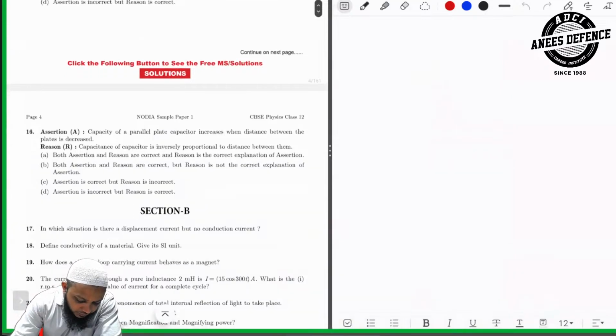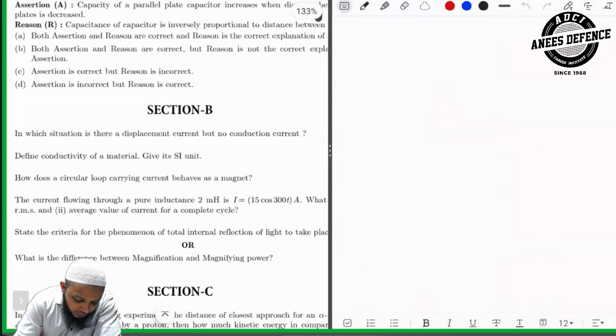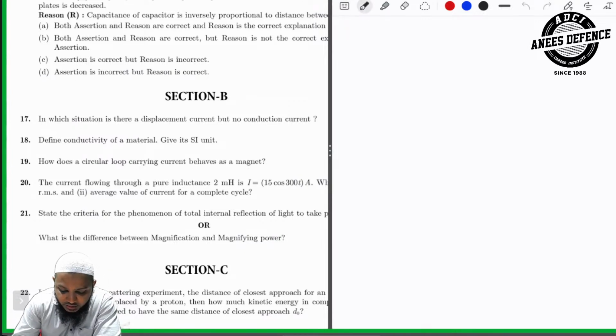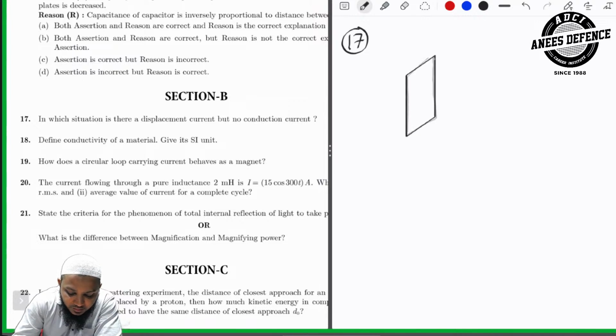ओके, क्वेश्चन नंबर 17। See, question number 17 tells us about in which situation there is a displacement current but no conduction current. अब ये डिस्प्लेसमेंट करंट क्या होता है हमने पढ़ा है, ध्यान से समझना है। मैंने एक कैपेसिटर की प्लेट्स ले ली बेटा। Suppose there are plates of the capacitor, in between them there is a gap.